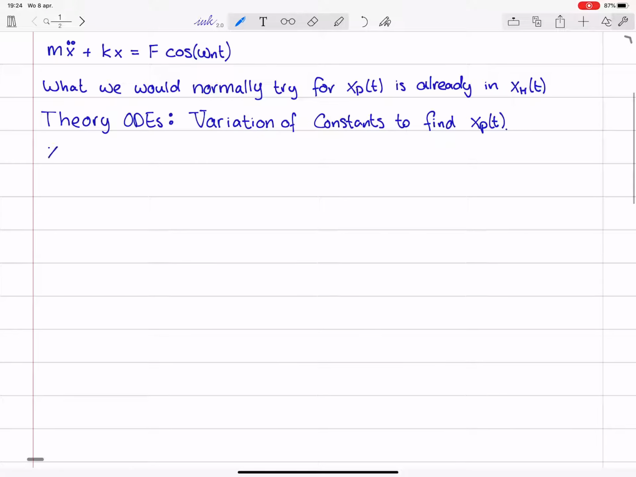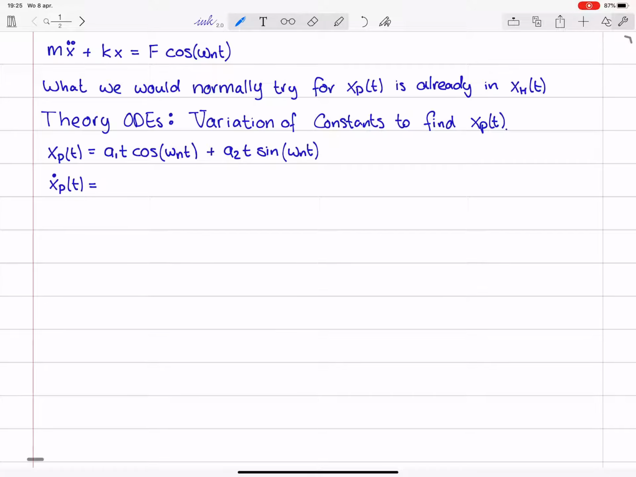The result is that we try for xp as a function of time what we would have tried otherwise, but now multiplied by a factor of t. So we are going to try with solving this equation like this, omega n t. Okay, I also need the expression for the velocity and the acceleration.